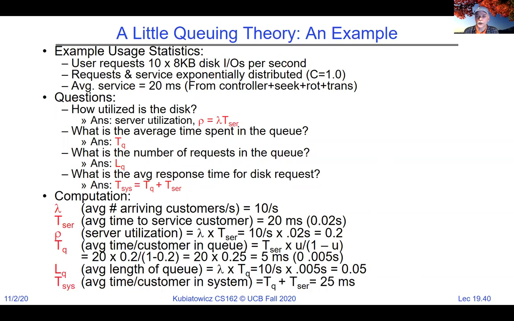All right, good. So the average time, so never forget this, right? How long do I sit in McDonald's? It's my time in my queue plus the time being served. So in this case, it's the 20 milliseconds being served and the 5 milliseconds in the queue gives me 25 total milliseconds. Okay, good. So you're now good to go on solving a queuing theory problem.